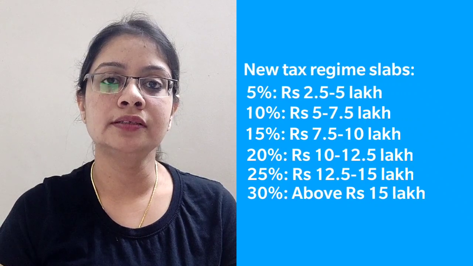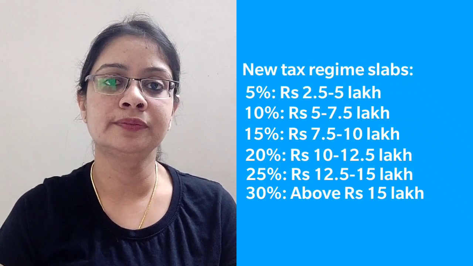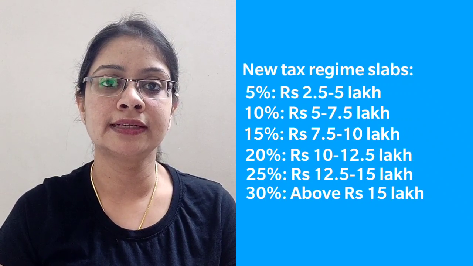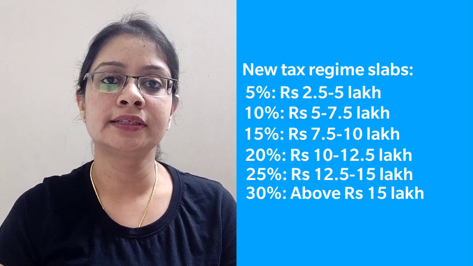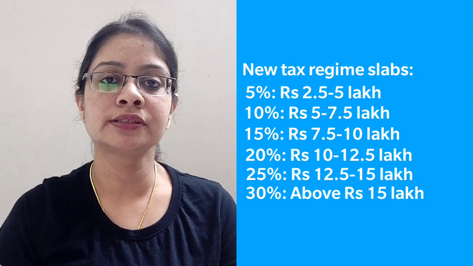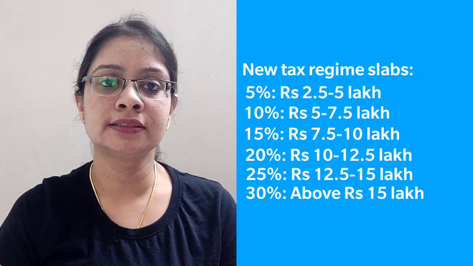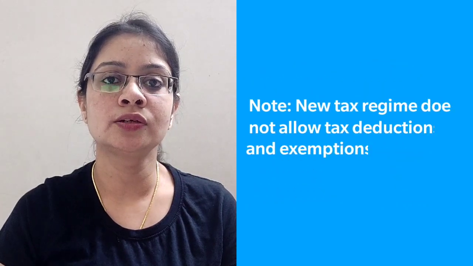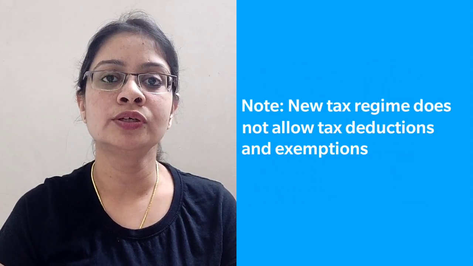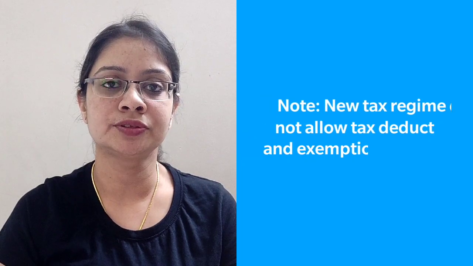The new tax slabs are from 2.5 lakh to 5 lakh 5%, 5 lakh to 7.5 lakh 10%, 7.5 lakhs to 10 lakhs it is 15%, 10 lakhs to 12.5 lakhs it is 20%, 12.5 lakhs to 15 lakhs it is 25%, and above 15 lakhs it is 30%. Though the rates are lower, the new tax regime does not allow you to claim any tax deductions or exemptions.